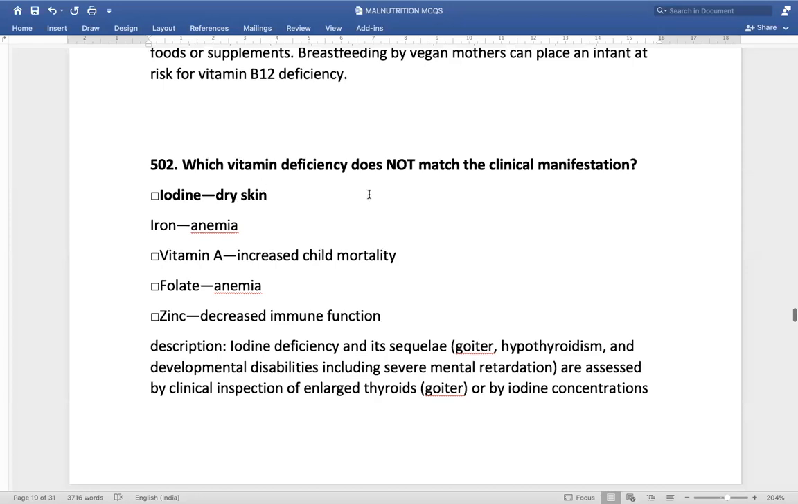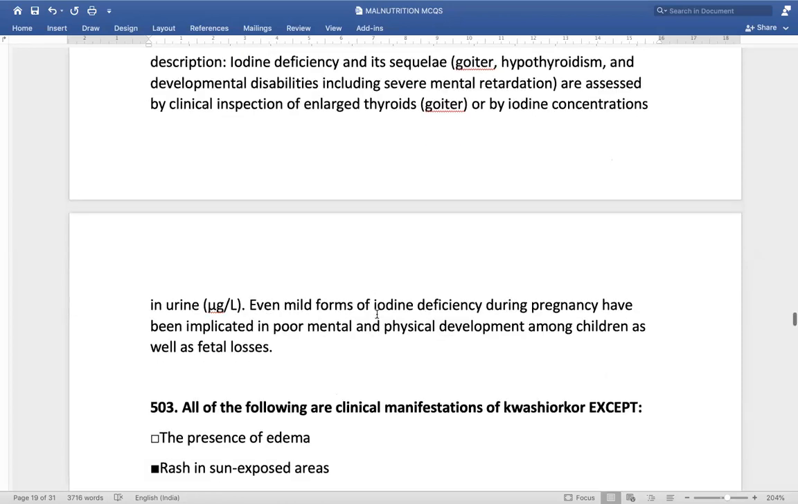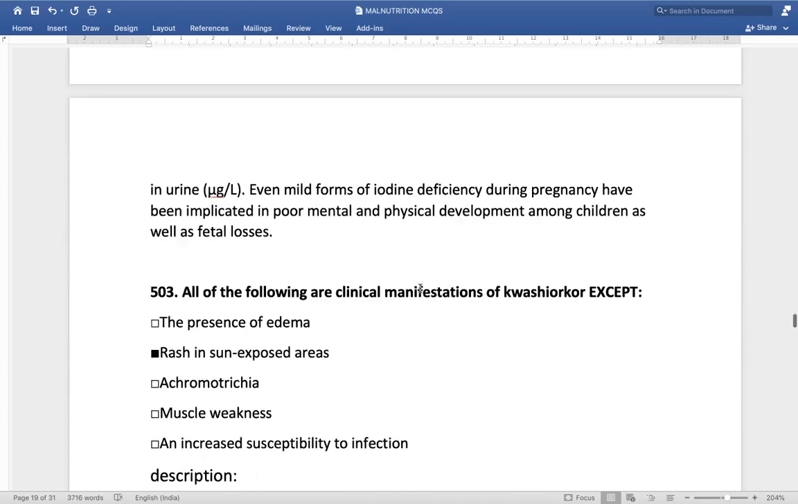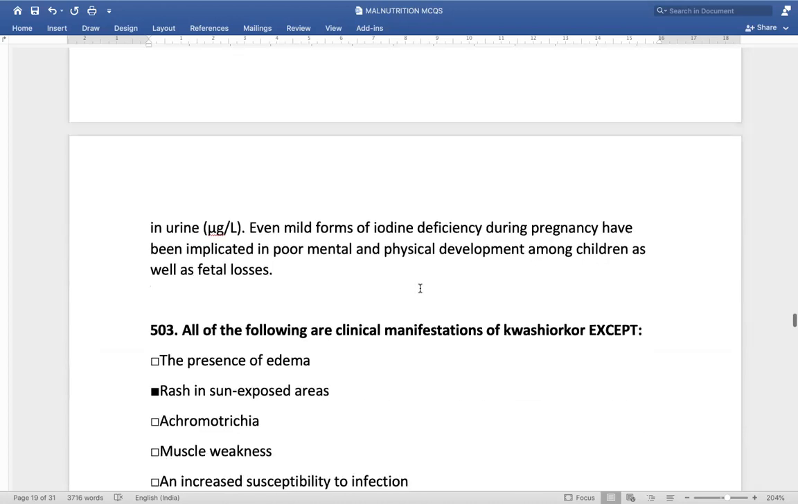So again, match the following. Which vitamin does not match the clinical manifestation? So vitamin A, low vitamin A is a marker of childhood mortality. Folate, anemia, we already know. Iron, anemia, we already know. Zinc plays a role in immune function. Iodine has a role in thyroid and other developmental disabilities, whereas dry skin is not a marker of this micronutrient. Okay. So iodine plays a role in goiter or hypothyroidism or mental abilities. So growth of mental abilities is what iodine is important for. It's not related to dry skin or anything.